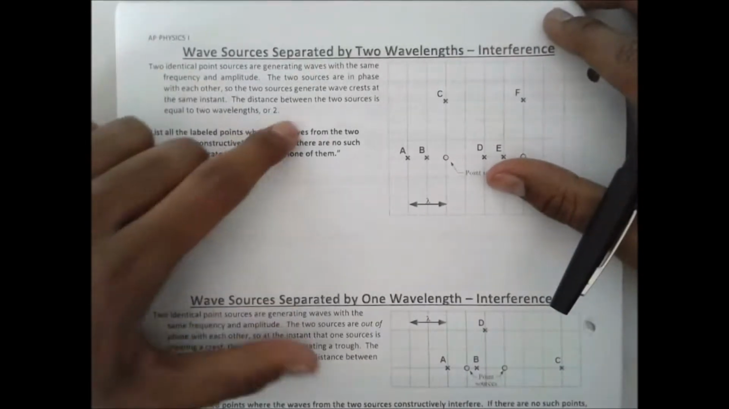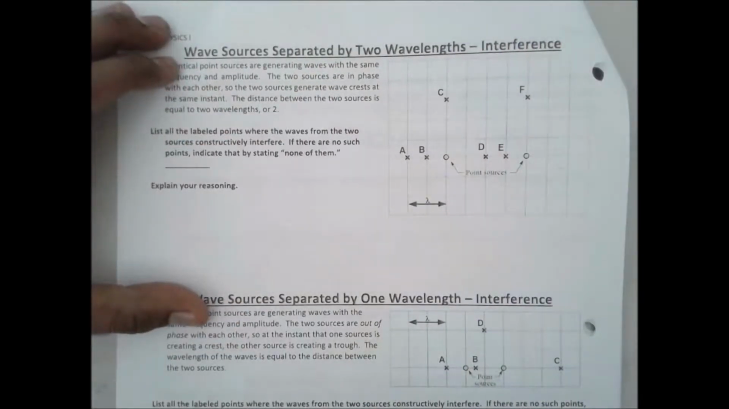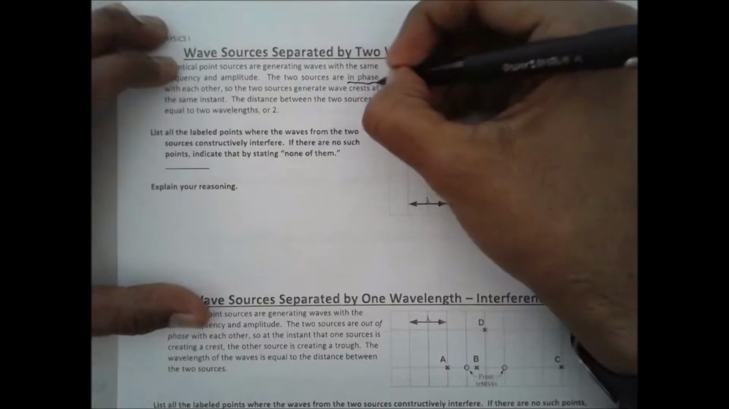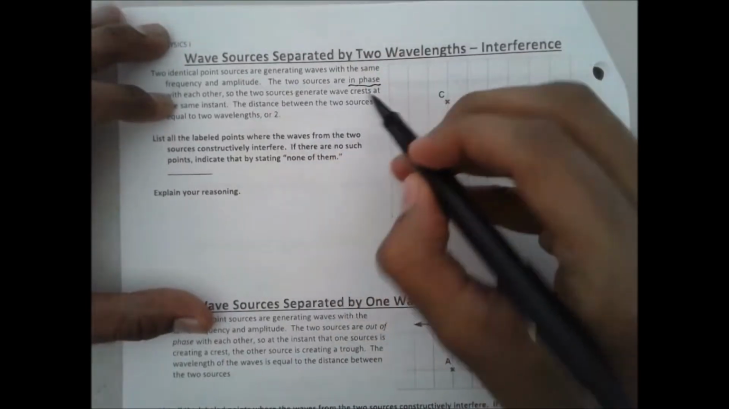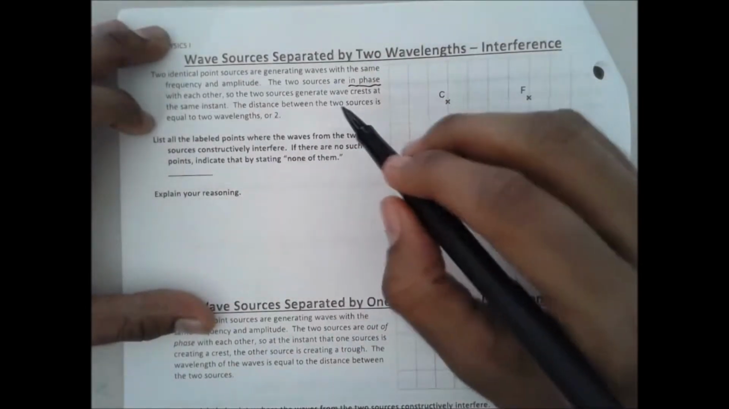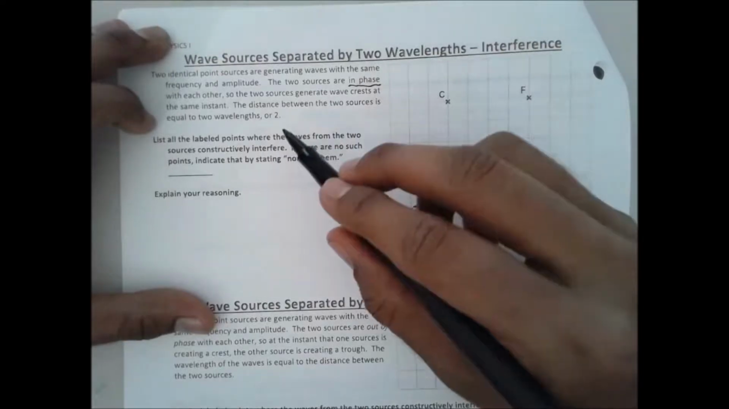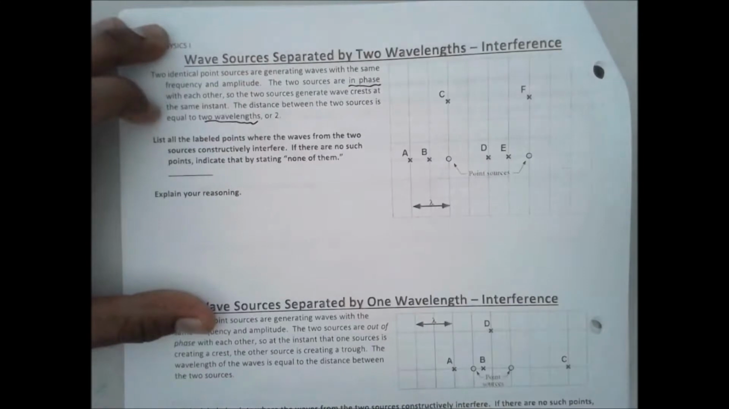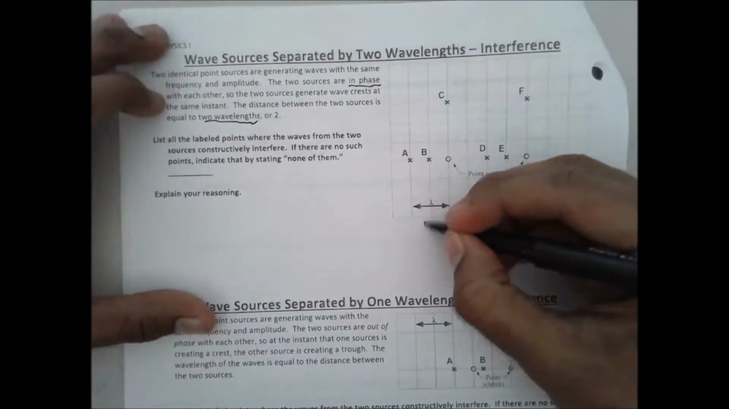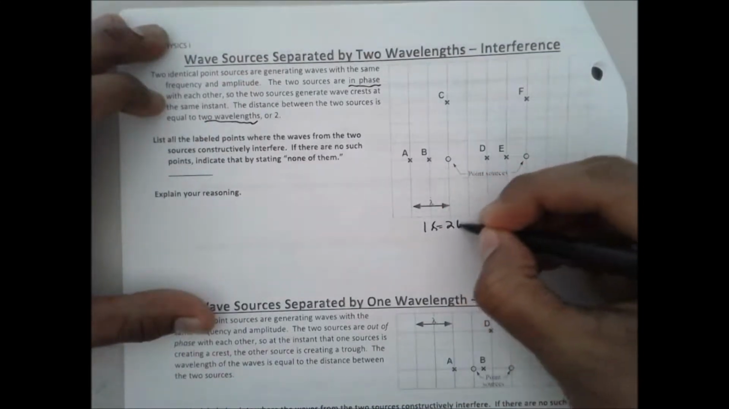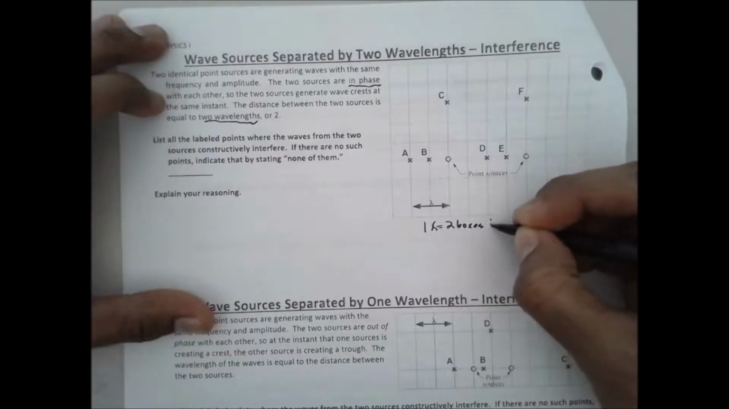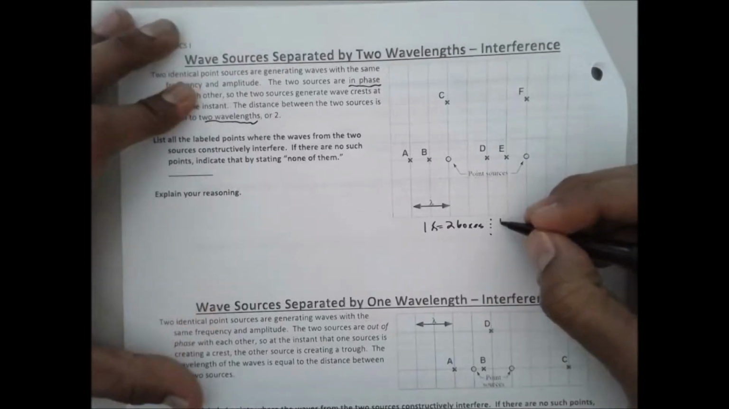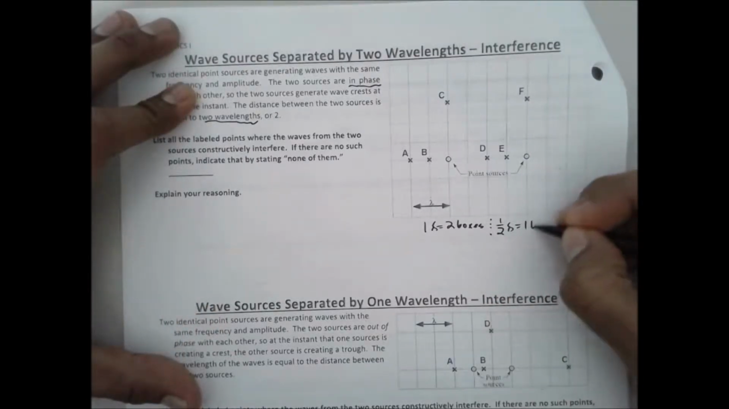Two identical point sources are generating waves with the same frequency and amplitude. The two sources are in phase with each other, so the two sources generate wave crests at the same instant. The distance between the two sources is equal to two wavelengths. It shows it right here. So one wavelength is equal to two boxes, or 1/2 wavelength is equal to one box.